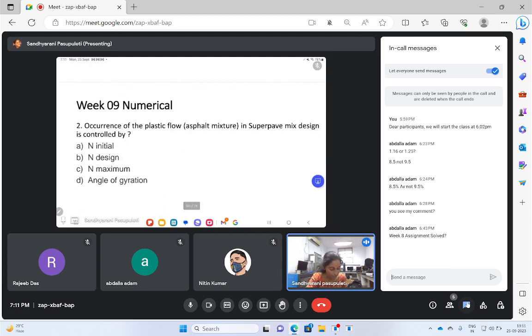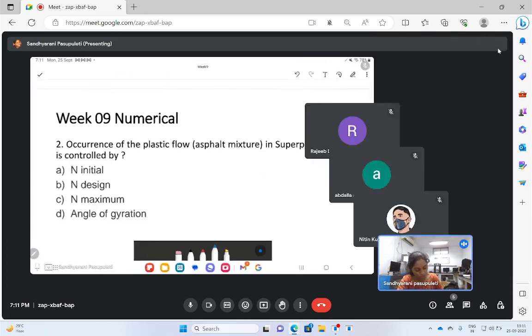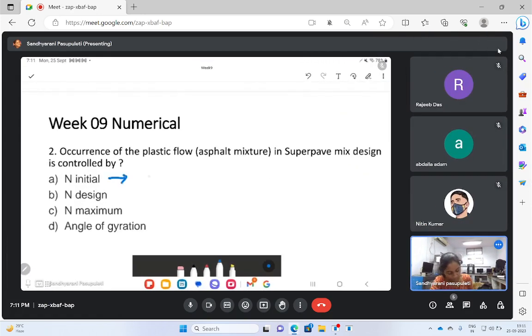Occurrence of plastic flow in Superpave mix design is controlled by. So whether my mix will have plastic flow or not, based on which criteria given below, we can actually define. So if you remember, at N initial we have 9.5 to, let us say, 11% of air voids. This is to check the compactability. N design is to check the 4% air voids. But if we come to the N maximum, this is to confirm that air voids should not be less than 2%. Why are we checking that the air void should not be less than 2%?